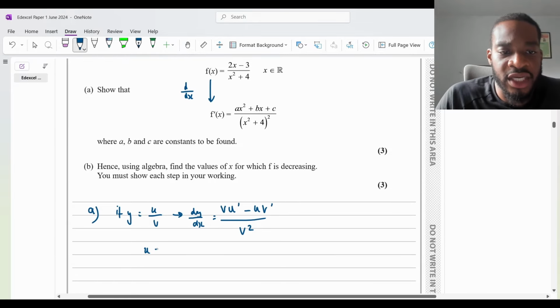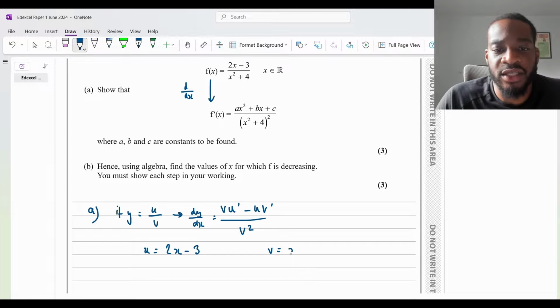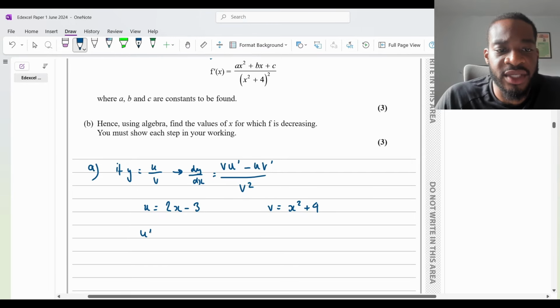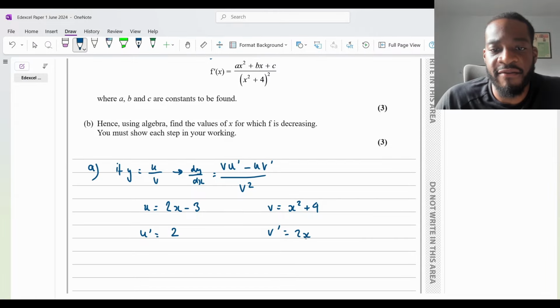So u is equal to 2x minus 3. v is equal to x squared plus 4. What are the derivatives of these? u dash is going to be 2. v dash is going to be 2x, right? Very, very straightforward. Now it's just a matter of plugging them into the formula.